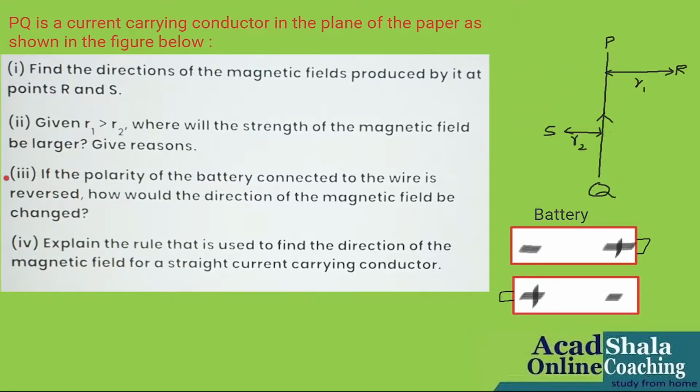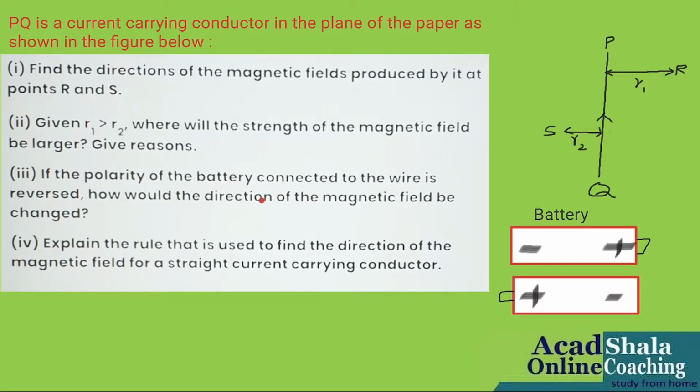Okay, the third part says, if the polarity of the battery connected to the wire is reversed, quote the word reversed, children, how would the direction of the magnetic field be changed? That means they are saying that if polarity changes, what will happen to the direction of the magnetic field? Will it change? What is the reason? If it does not change, what is the reason? So in both ways, you have to give the reasons, whatever you say.